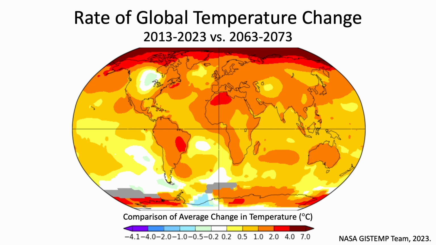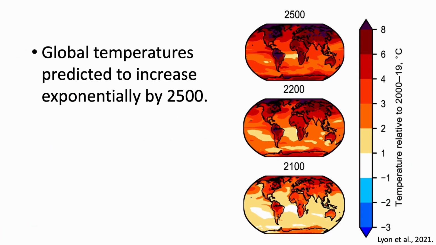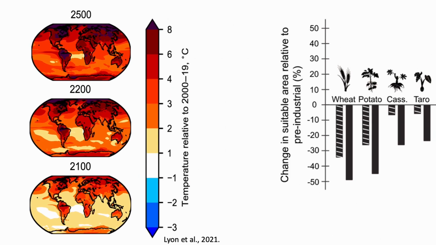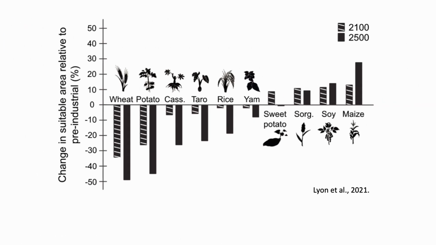The rate of global temperature increase has accelerated significantly in the last 50 years. Global temperatures are predicted to increase exponentially in the future, although policy reform regarding fossil fuel usage could significantly slow the rate of global temperature rise. Increasing temperatures are expected to shift the suitability of arable land for major agricultural crops, resulting in decreased land availability for some plants and increased suitability for others.